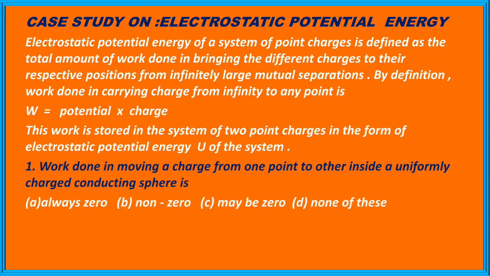Another case study which is based on electrostatic potential energy. Here you can see what is given in the passage. You go through the passage, then you try to give the correct answer to question number 1. Work done in moving a charge from one point to another inside a uniformly charged conducting sphere is always: 0, non-zero, maybe 0, none of these. Correct answer is A, always 0.